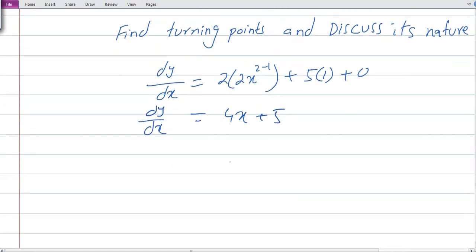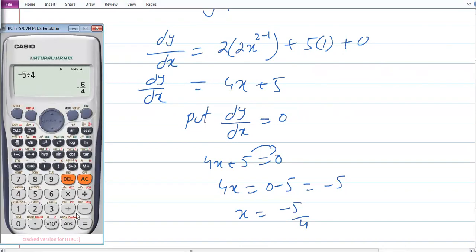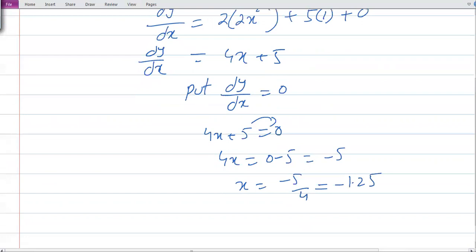Okay, now put it equal to 0, so you can get the stationary point. dy over dx equal to 0. We will get 4x plus 5 equal to 0. So take it to the other side. 4x will become 0 minus 5, which is minus 5. So x will be minus 5 over 4. Now minus 5 divided by 4 is minus 1.25. So x is minus 1.25.